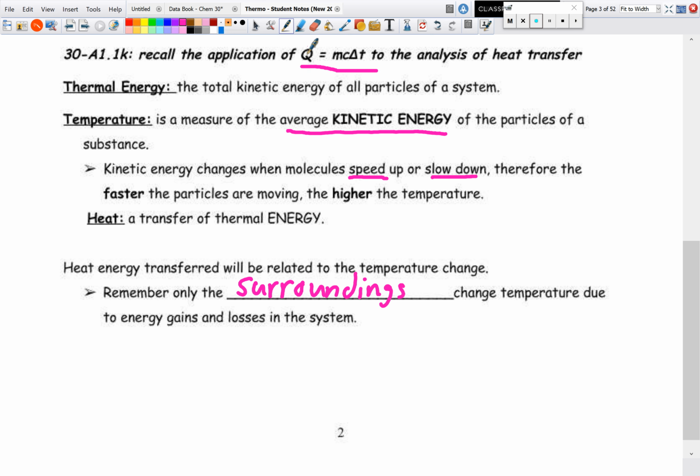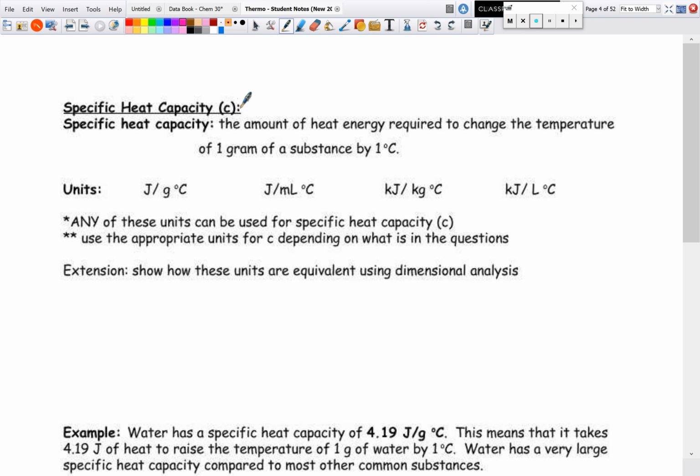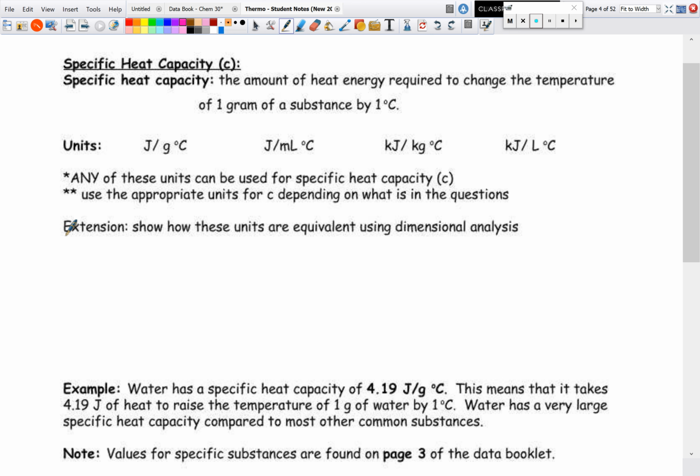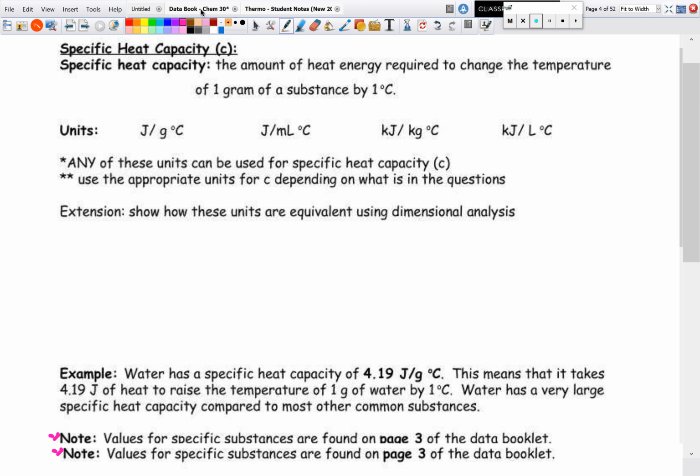Now, as you can see right here, our formula is Q equals mc delta T. We do need to break down what these letters mean and, of course, how to solve for them. Our first one we're going to talk about is C, specific heat capacity. These values, as we see right here, there are a bunch of different ones. If you look down here at the note, values for specific substances are found on page 3 of our data booklet.